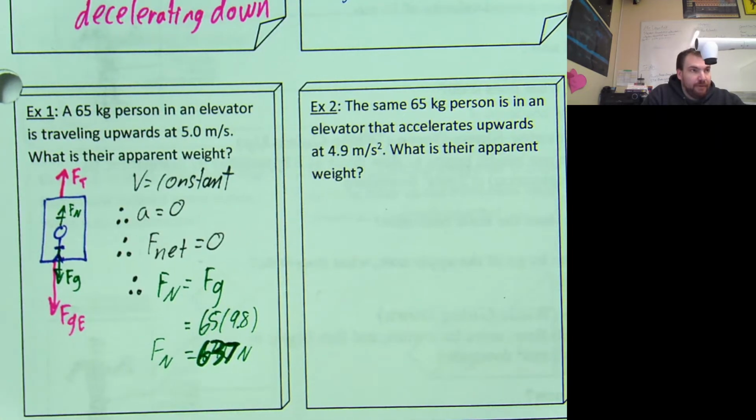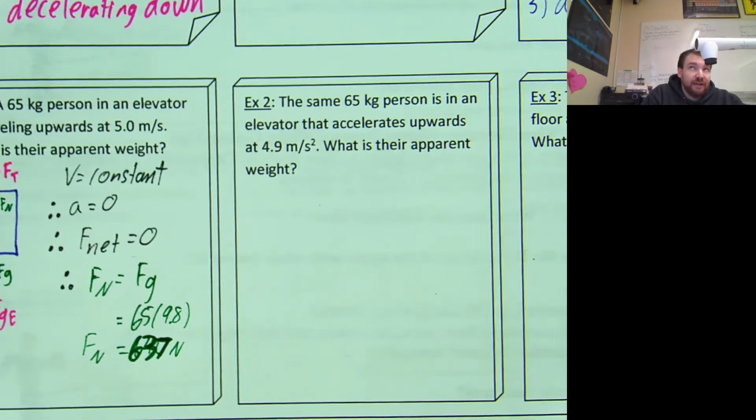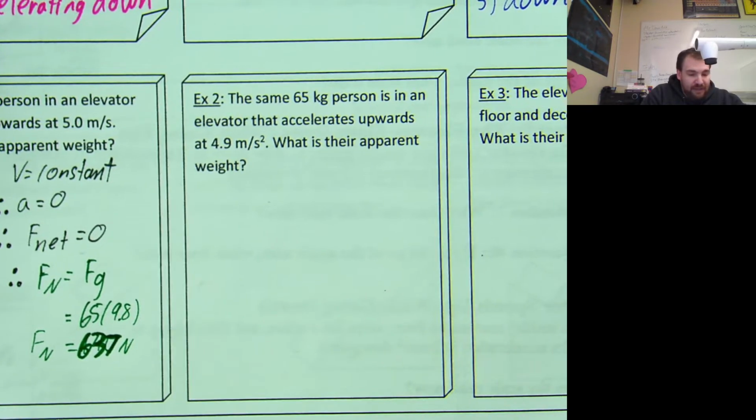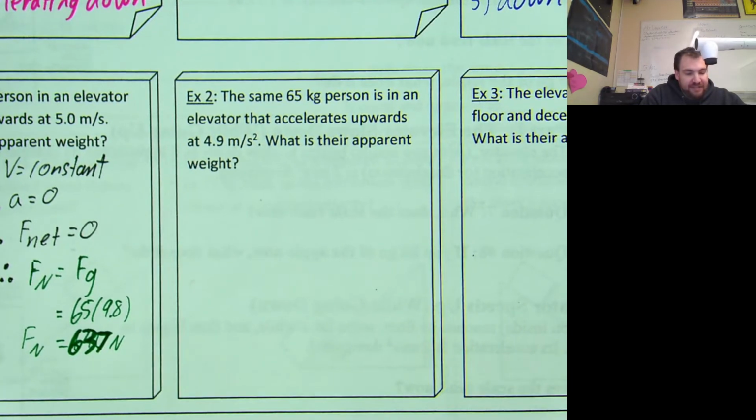It's easy to ballpark, but harder to get it exact. Let's do the second one. The same 65 kilogram person is in an elevator that's accelerating upwards at 4.9 meters per second squared. What is their apparent weight? Let's draw it again. I'm going to draw it a little bit bigger.